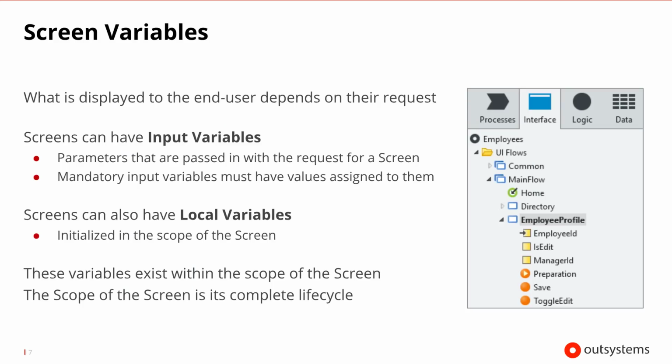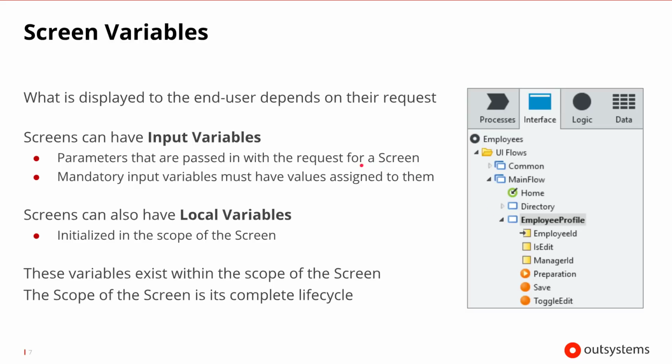Now, screens also have screen variables. In the previous slide, we were looking at the screen for the employee profile, and in that case, we were looking at the widget tree, showing us everything that's actually inside of a page. Here we're just looking at the elements of the user interface, and here in the employee profile screen, we can see that we have an input variable, two local variables, a preparation action, and then a save and a toggle edit action. So when we look inside of the hierarchy in the tree area, we can actually see some of the elements that are there inside of the page.